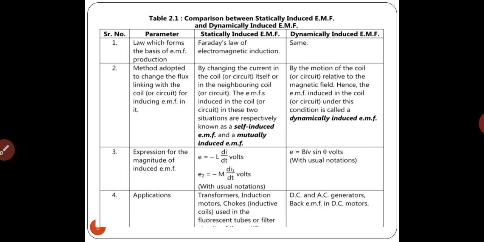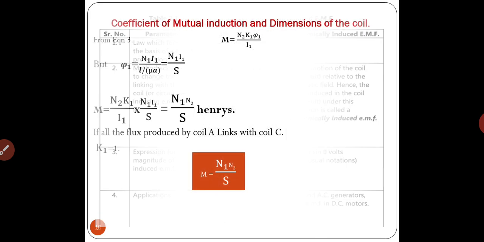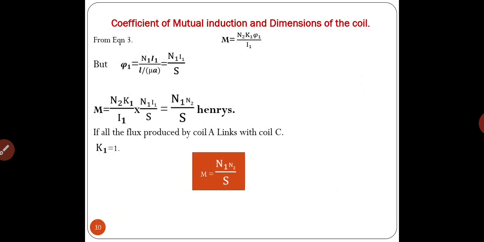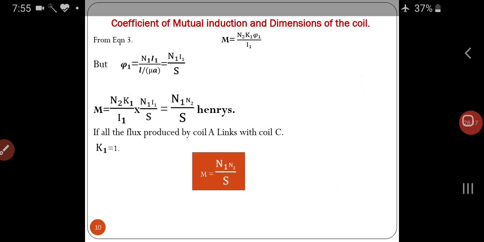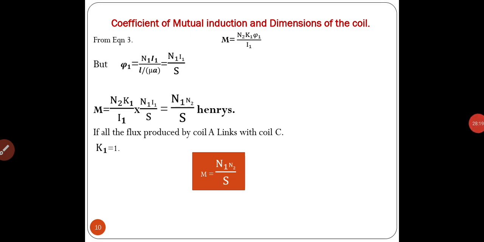Okay, then we have dynamically induced EMF, DC and AC generators, back EMF in DC motors. These are the applications of dynamically induced EMF. Coefficient of mutual inductance and dimensions of the coil. So, how does mutual inductance vary with the dimensions of the coil? Here the expression is derived.